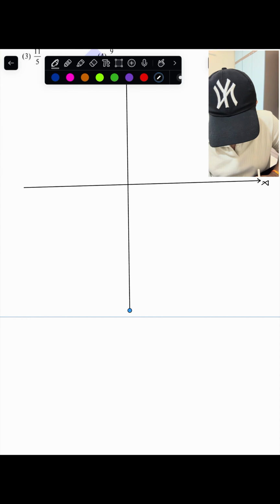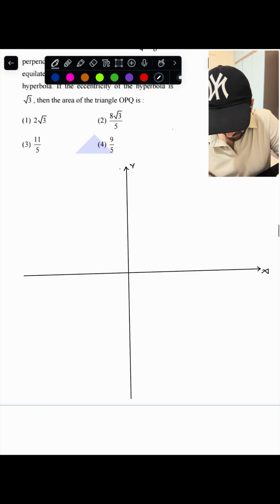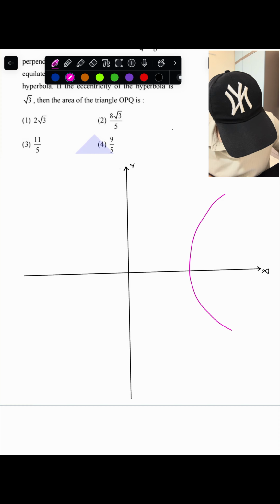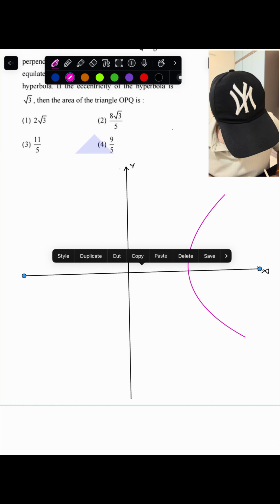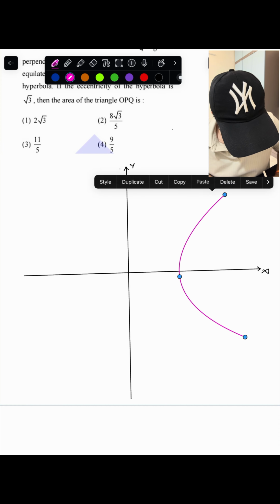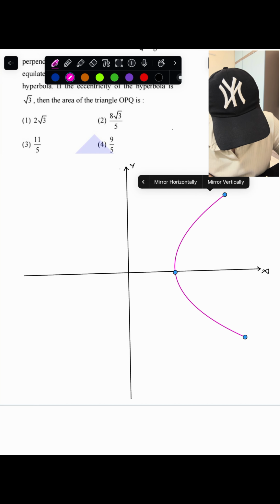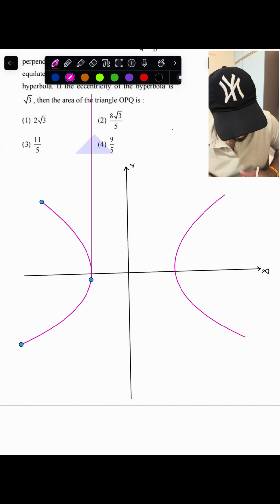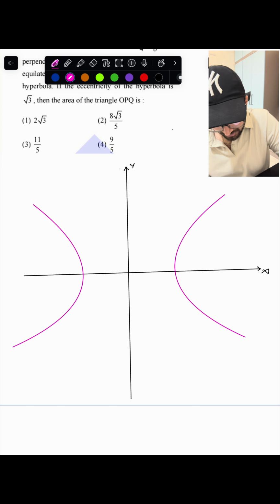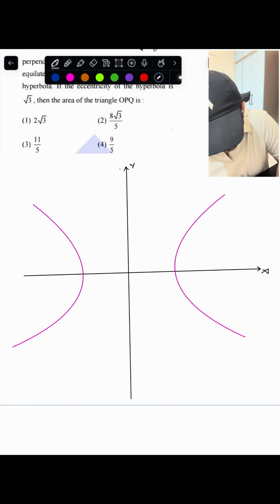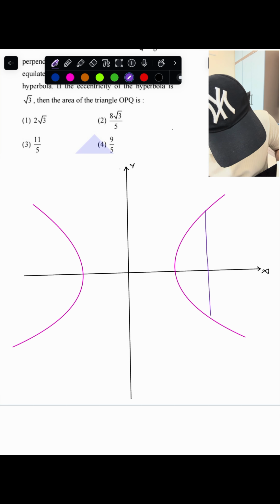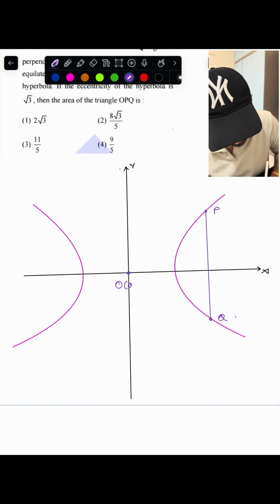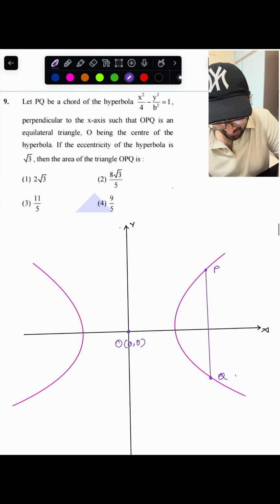So let me plot the hyperbola here. So this is the hyperbola we are having. I'm taking the other branch too. Just a rough sketch. So let me say this is the hyperbola and PQ is the chord perpendicular to the x-axis. Let me draw PQ here. This is P, this is Q. And O is the center of this hyperbola, which is nothing but the origin because it is the standard hyperbola.